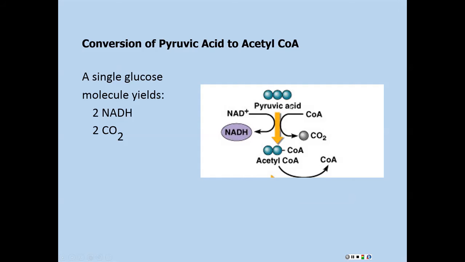Remember, it's happening twice because we have 2 pyruvic acid from glucose, not 1. So it gives us 2 NADHs, 2 CO2s are liberated, and now we've got this acetyl CoA. So I don't usually list acetyl CoA as a product because it's part of the process. For instance, in glycolysis, pyruvic acid is the product that's left from glycolysis. This is simply a conversion. Pyruvic acid to acetyl CoA, and what do we get from that? 2 NADHs and a couple of CO2s.